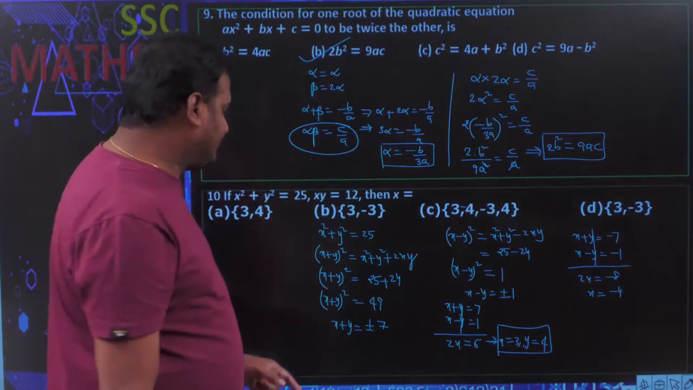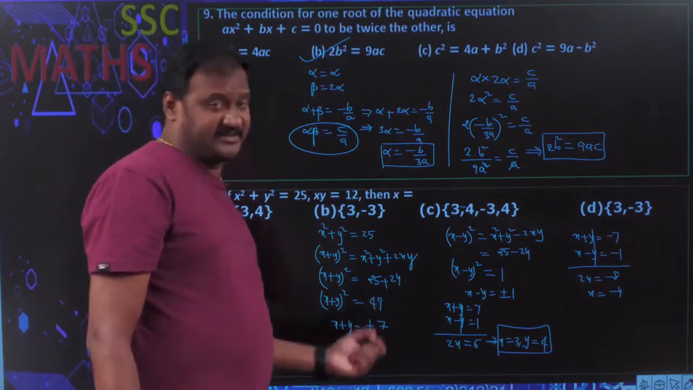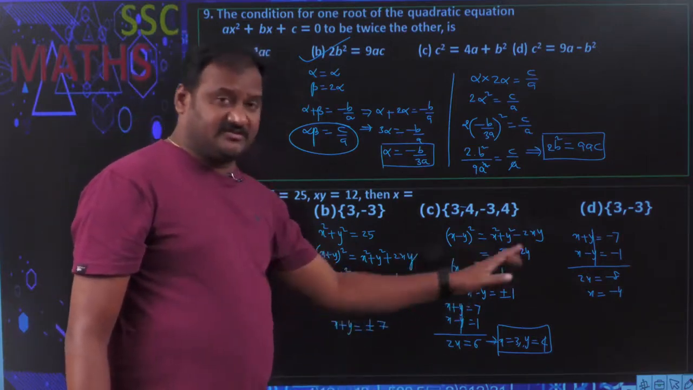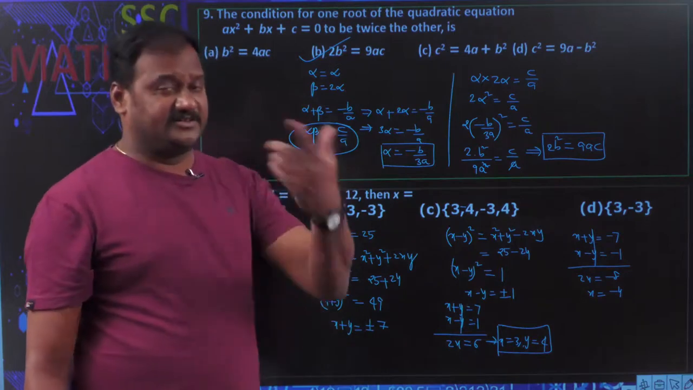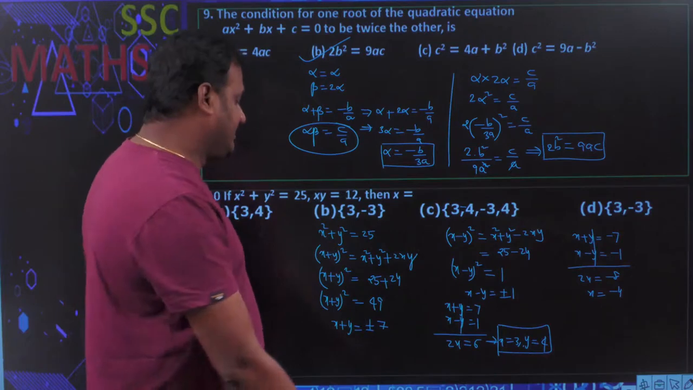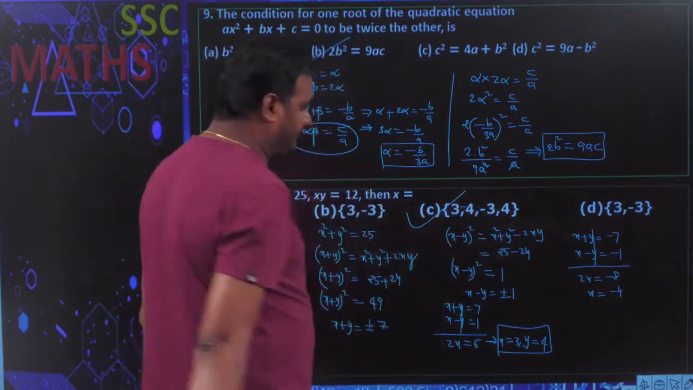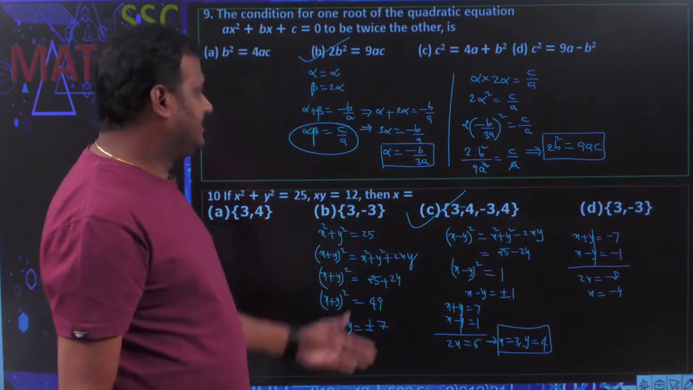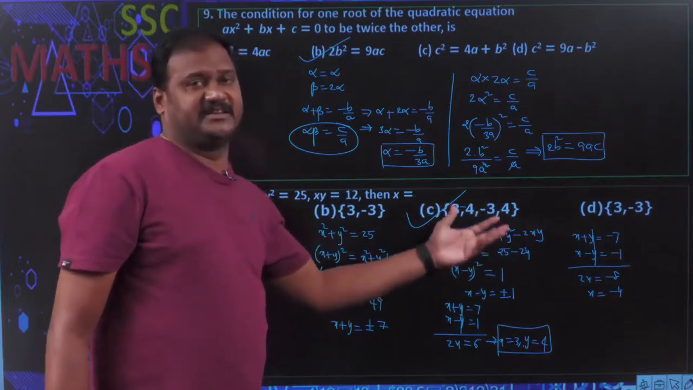But there is one more option that you can take. x plus y is equal to plus 7, x minus y is equal to minus 1 can also be taken. Then also you will get one more value of x. So there are totally 4 possibilities for x. Those 4 possibilities are available here. Therefore the values of x are 3, minus 4, minus 3, 4.